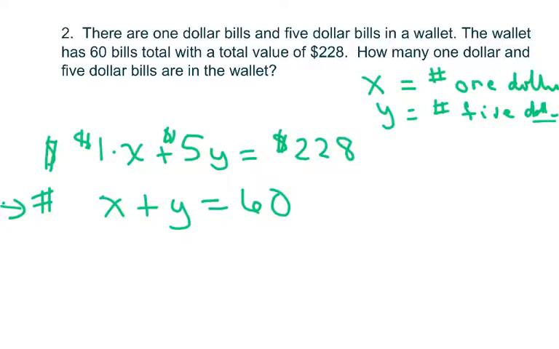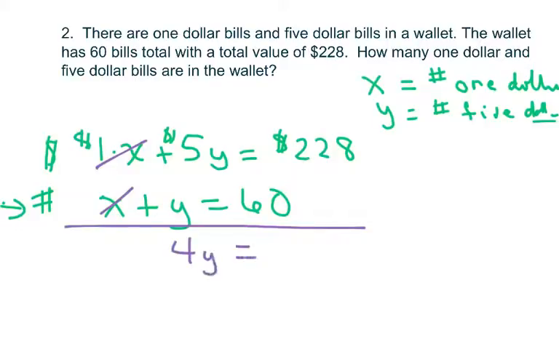Now, what I'm going to do is use elimination. And actually, I'm just going to subtract here. So you're supposed to add, I'm going to subtract. So you're going to get 5y minus y. That eliminates our x. So you get 4y equals 168. So y equals 42.